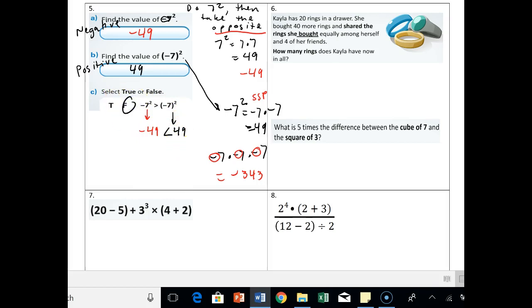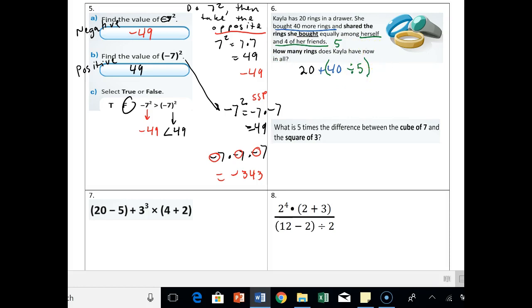Okay. Let's look at number 6. It says Kayla has 20 rings in the drawer. She bought 40 more rings. So that's 20 rings, and then buying 40 more, that's going to be something like plus 40. And then she shared the rings she bought equally among herself and 4 friends. So just these 40, she didn't share these 20, equally among herself and 4 friends. That's 5 people, so dividing by 5, since sharing is division. How many rings does Kayla now have?